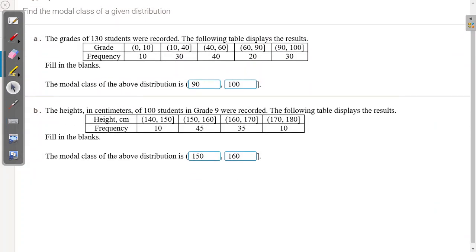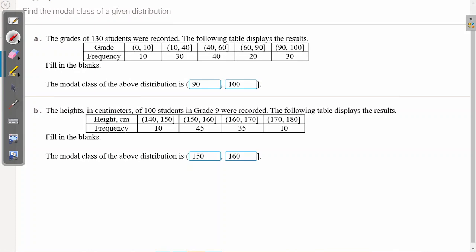For B, you can see they have the intervals, and the widths are all the same. 140 to 150 is 10, 150 to 160 is 10, 160 to 170 is 10. All of them are 10. So you just look at the highest frequency. It's this one, so it's 150, 160. Even if you check frequency density, you will find that this one is the highest.